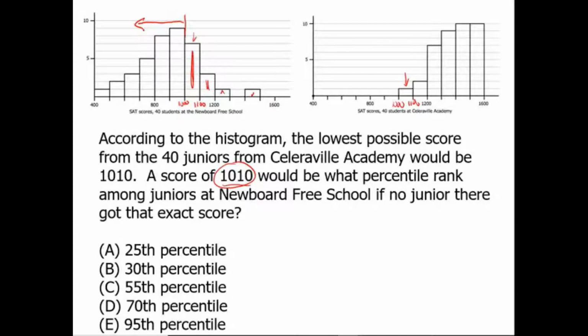So let's count these. We'll count the ones to the right because they're easier to count. 1, 2, 3, 4, 5, 6, 7, 8, 9, 10, 11, 12. There are 12 above. 12 is what percent of 40? 12 over 40 simplifies to 3 over 10. That is 30%. So this is 30%. 30% of the scores are above 1010. 70% of the scores are below 1010.